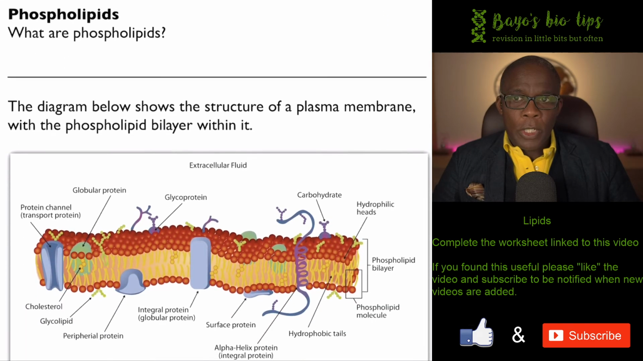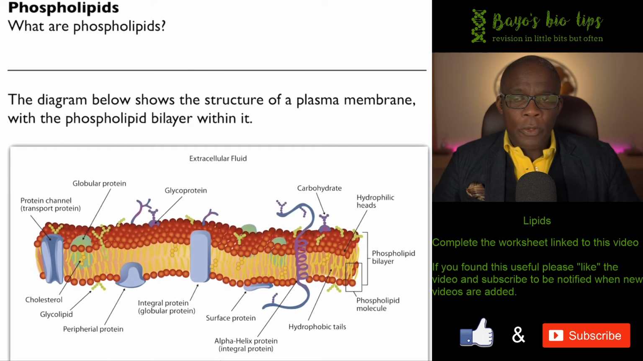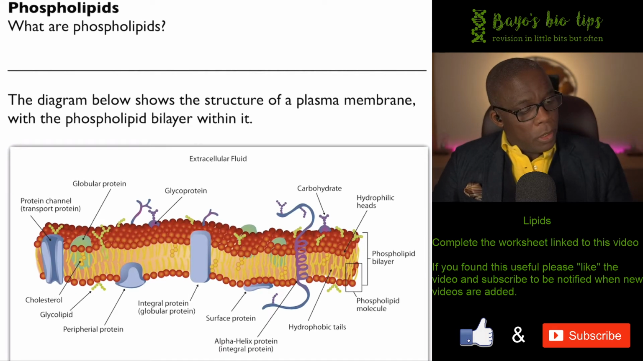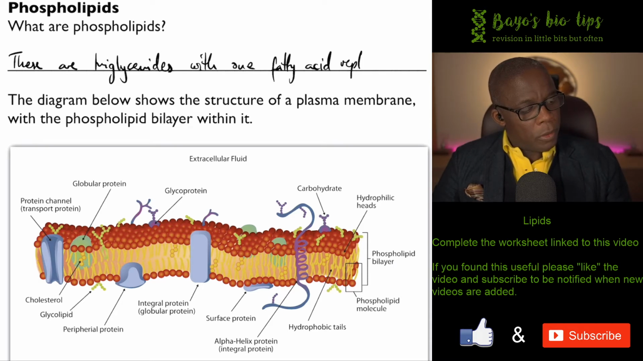So let's go on to the next bit. What are phospholipids? These are triglycerides with one fatty acid replaced by a phosphate group.